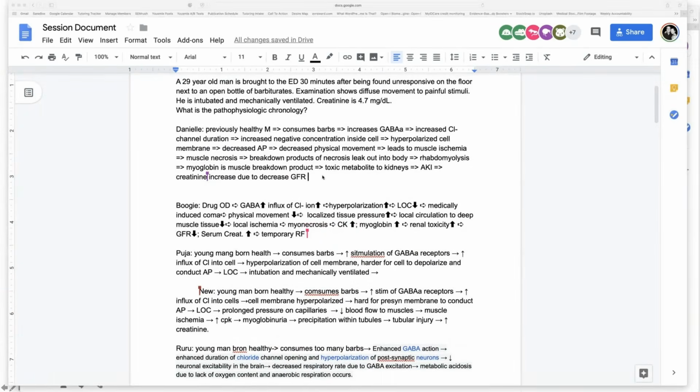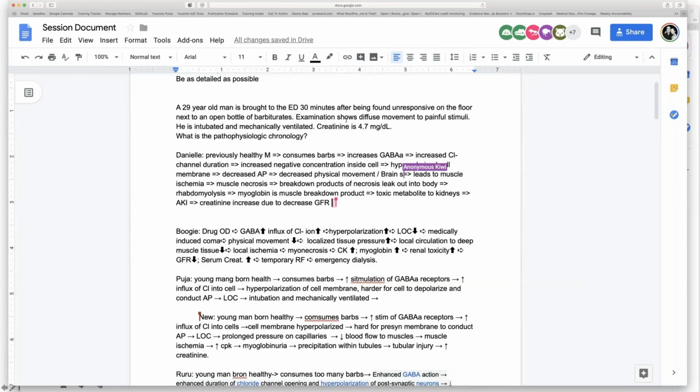All right, so I'm going to start to give feedback to some of you guys. So Danielle, I am really impressed. That one's really good. So previously healthy guy consumes barbiturates, increases GABA activity, which increases the chloride channel duration, increases negative concentration inside the cell, hyperpolarizes the cell membrane, so decreases the action potential. Yeah, makes it harder to do action potentials, so decreased physical movement. Again, it's not just that it's decreased physical movement, really, it's the fact that you are suppressing his nervous system, right? So you're suppressing all of his reflexes, including the reflex to move in response to pain.